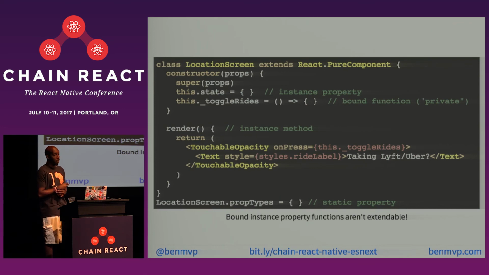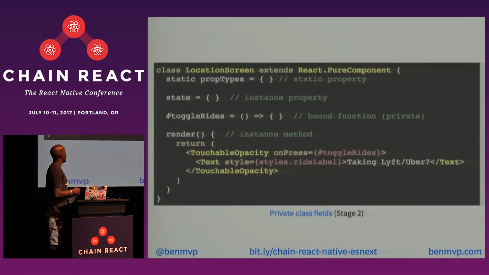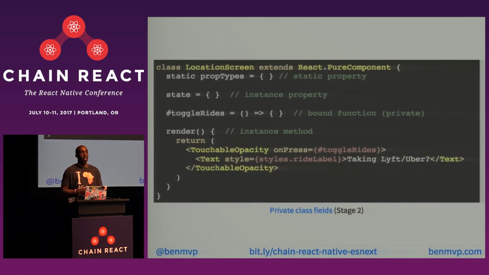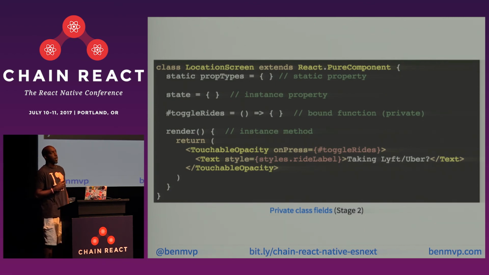But the one nice thing about using this kind of bound instance property or arrow function is that we'll be able to leverage a new feature that's coming as well, and that's private class fields. Before, I was using an underscore to signify that it was private, but now there's a proposal to put a hashtag or a pound sign in front of it to actually make it truly private. Nothing else can access it outside of the class. And it only applies to properties, static or instance.